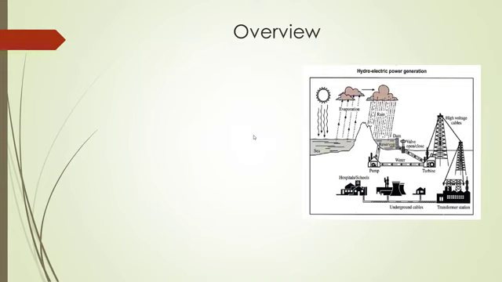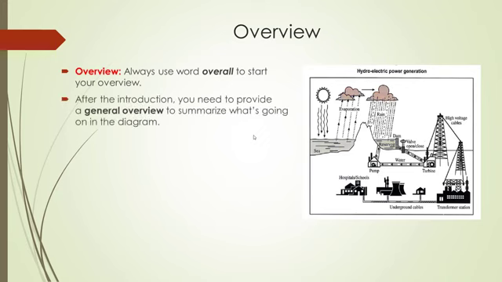Now, in the second part, we'll go for the overview. In the case of overview, we'll always use the word "overall" to start. After the introduction, you need to provide a general overview to summarize what's going on in the diagram. Just a summary. In 2 or 3 sentences, you'll say what's the main theme, the main ideas of this diagram. That is actually called overview. So only 2 or 3 sentences, you will finish the overview.